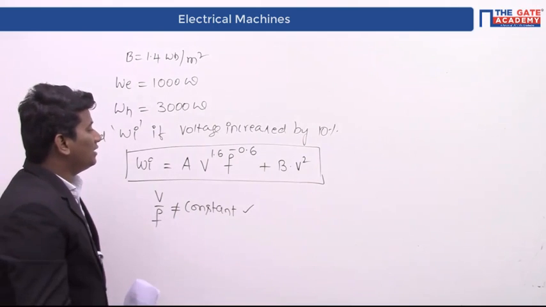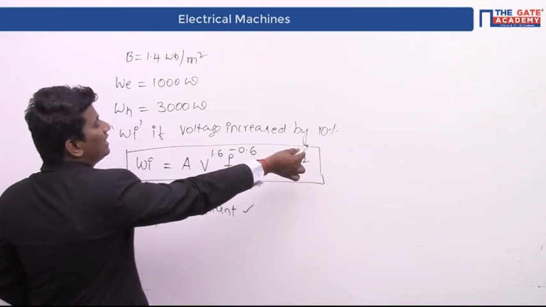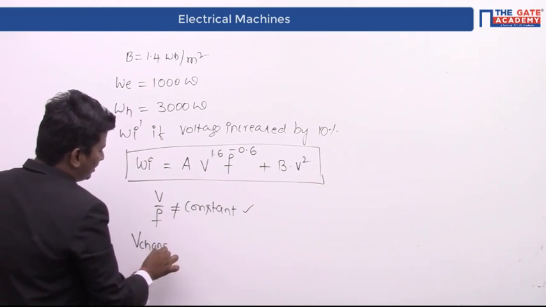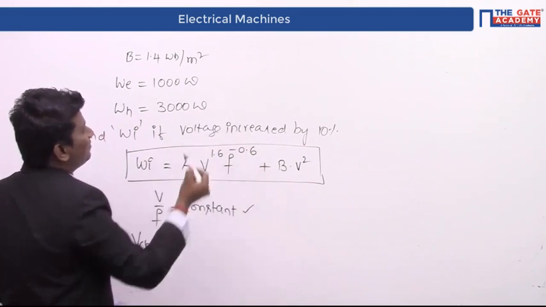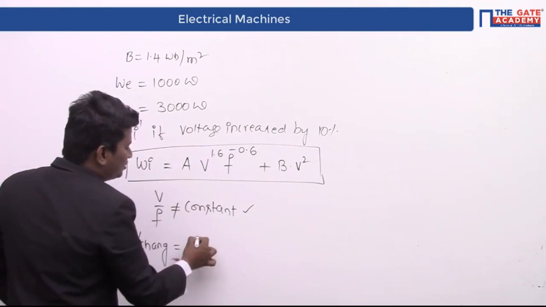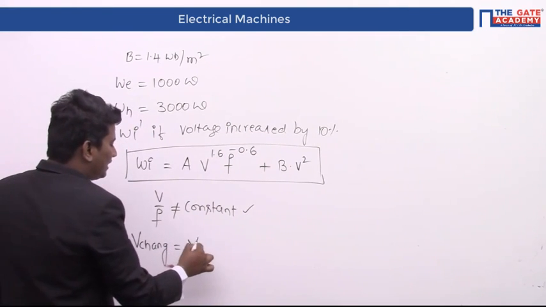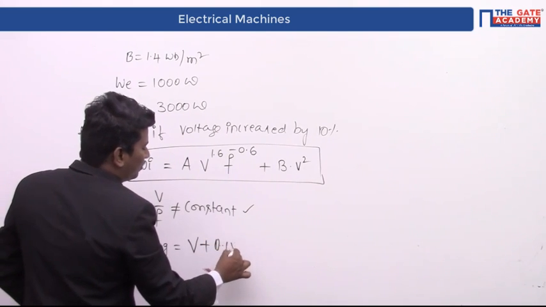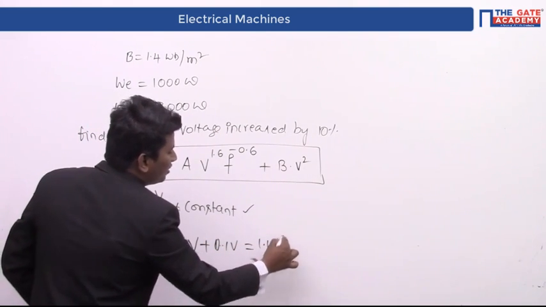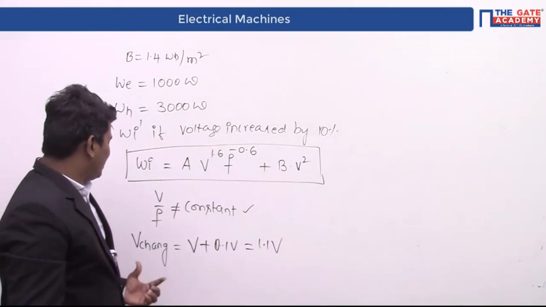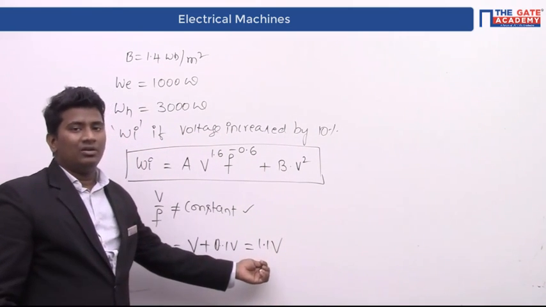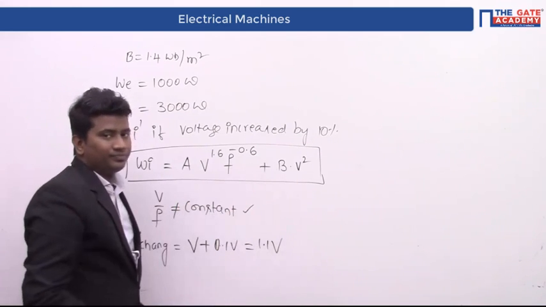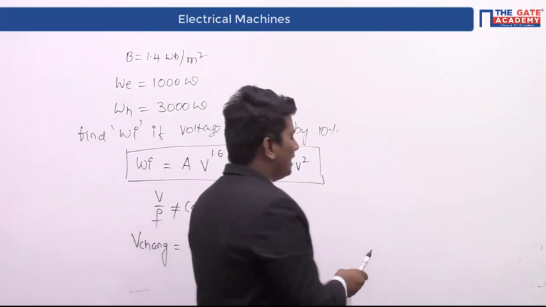Therefore, we have to find the total iron losses present in this particular condition. So, how to find that? As we know, the voltage is increased by 10%. Initially, let us assume V volts. Now it is increased by 10%, meaning 0.1 V. Therefore, it is 1.1 V. Now, your objective is to find out what A and B are. Let us see how to find them.